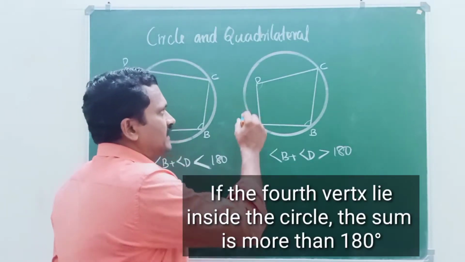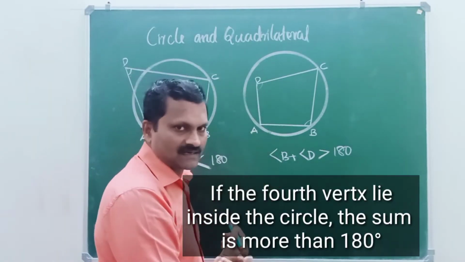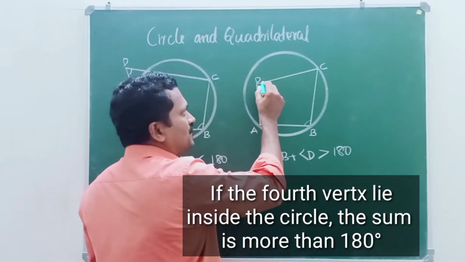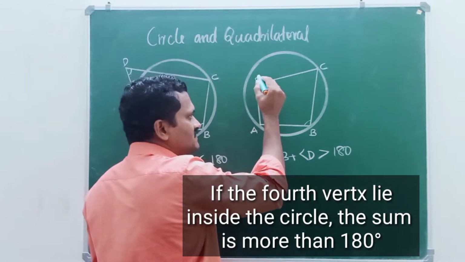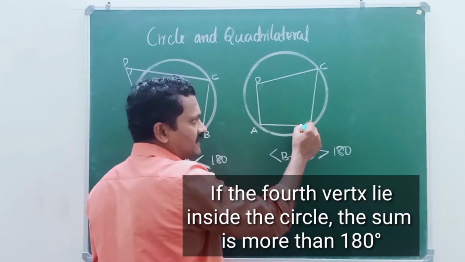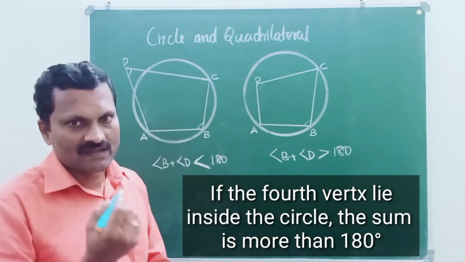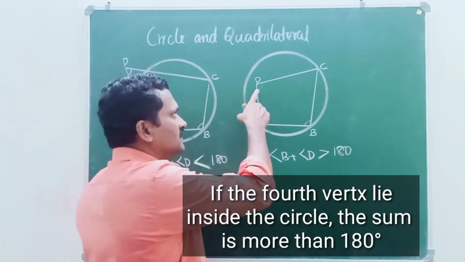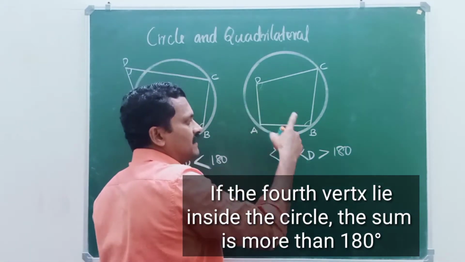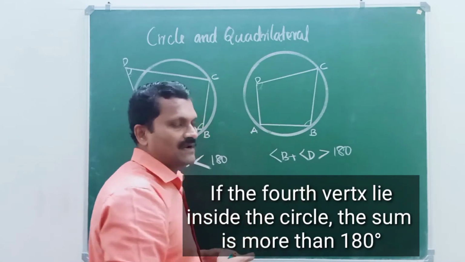If the fourth vertex lies inside the circle, then the sum of the angle at this vertex with the opposite vertex is always more than 180 degrees. That is, in the figure, angle B plus angle D is greater than 180 degrees.